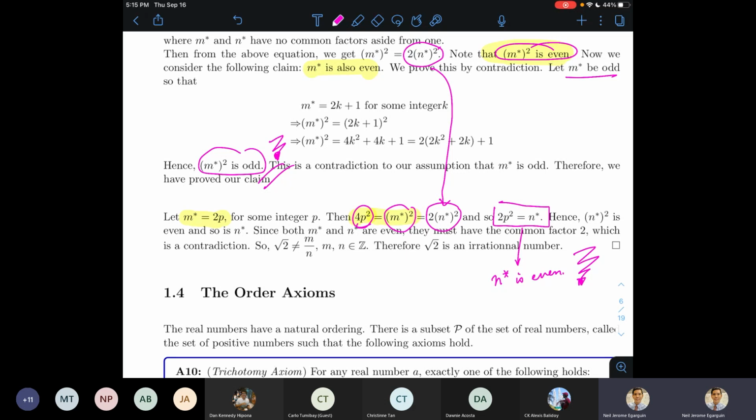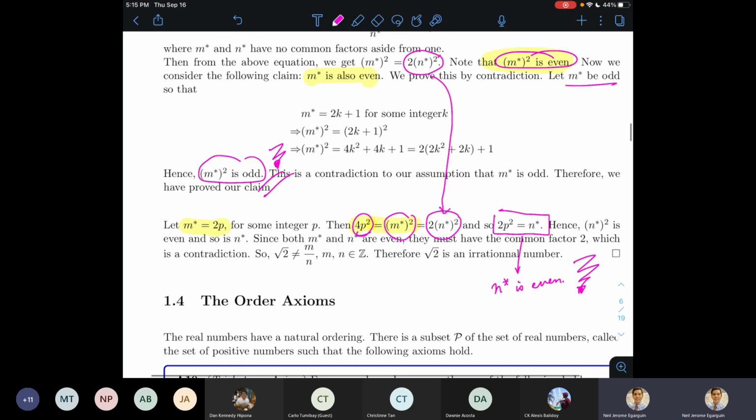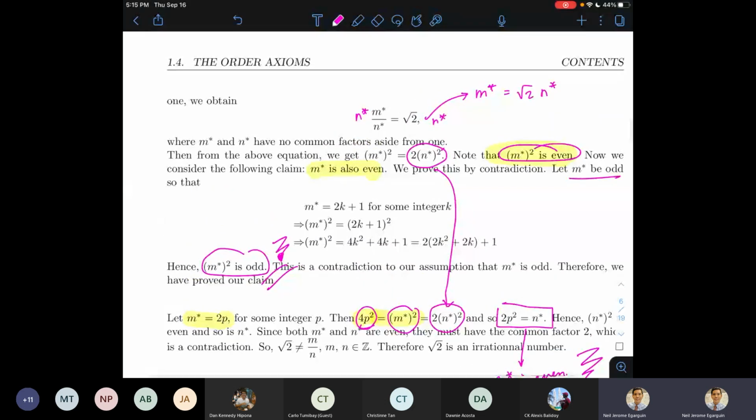Na yung contradiction ay dun sa pagiging lowest terms ni m star over n star. Because remember, we have shown that both m star and n star are even, right? So yun yung meron tayo. Pero that cannot happen because if they are both even, then meron silang common factor. Parehong factor nila si 2, which is a contradiction to what we have stated earlier, that m star and n star have no common factors anymore because of the assumption that we have taken the lowest terms.